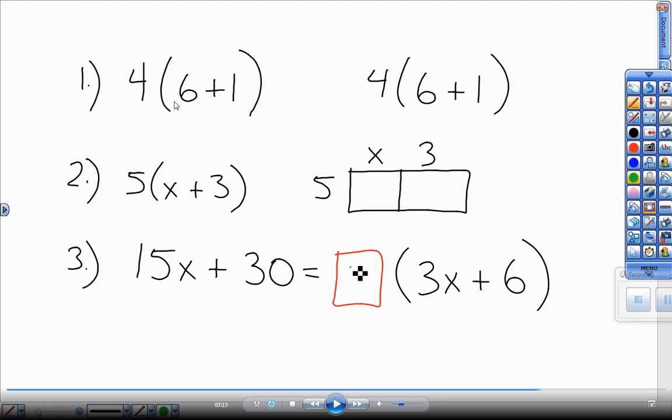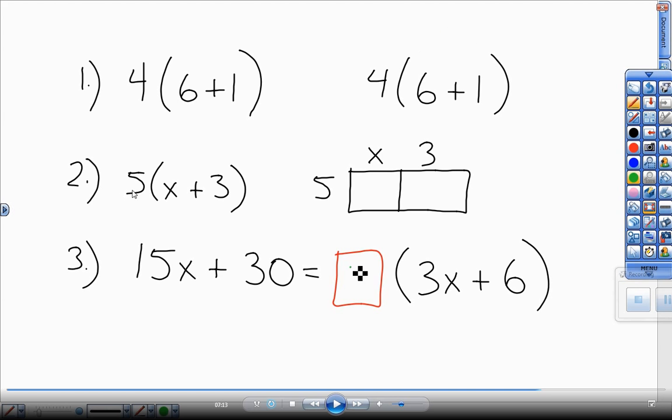Alright, so again, for this first one, I want you to do this problem by doing the work inside the parentheses first and then multiplying by this 4. And then I want you to do this same problem using the distributive property, taking this 4 and multiplying it by both that 6 and then that 1.